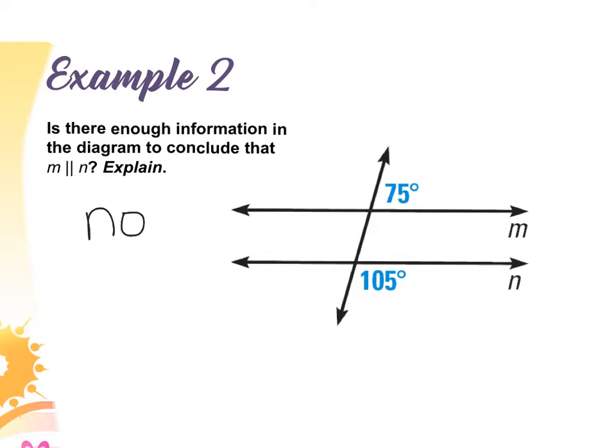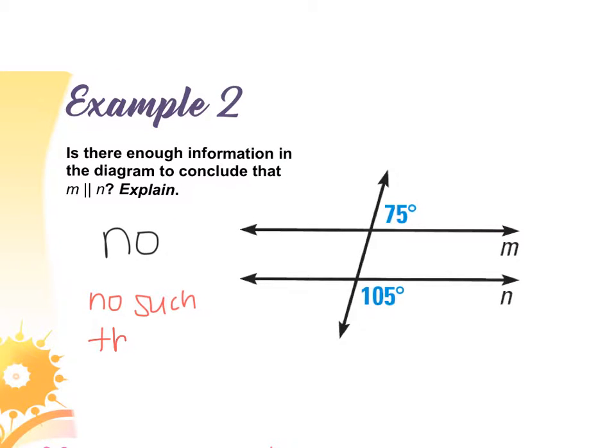So in your own words, you could say something like, there's no such thing as same side exterior. Now, could you eventually prove it? Yeah, how?